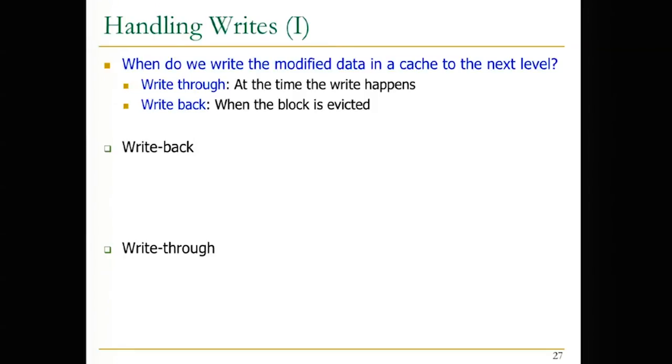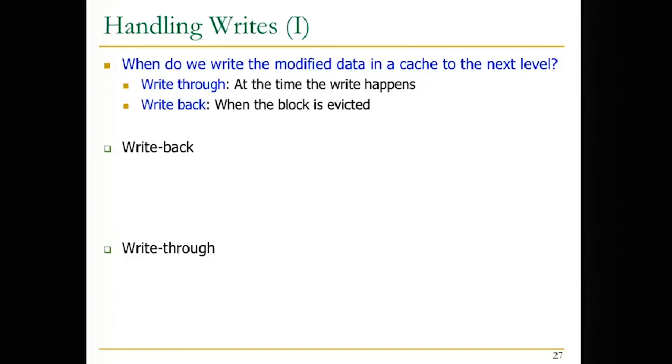If your choice is to not keep the modified data only in the cache, but also send it to the main memory, that's called a write-through cache. So at the time when the write happens, you write into the cache, and also you write it into the next level. That's called a write-through cache. And this doesn't need a dirty bit per block, right? Because the dirty bit indicates that you have something different in the cache than the next level.